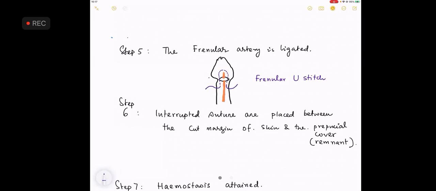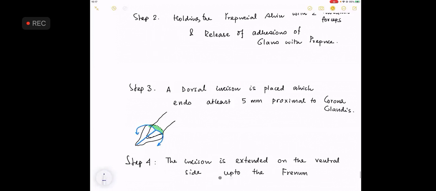Sir, can you please show the diagram of step 3?